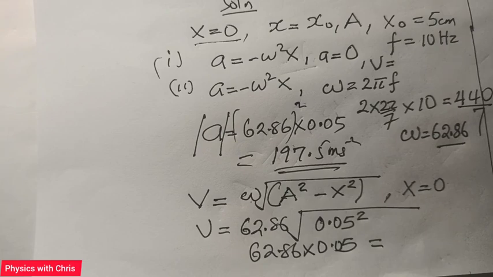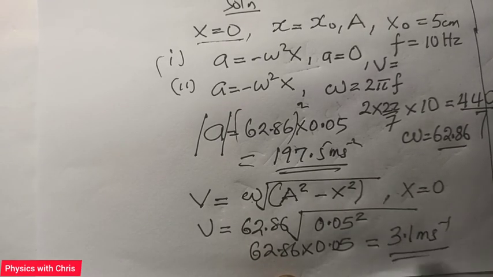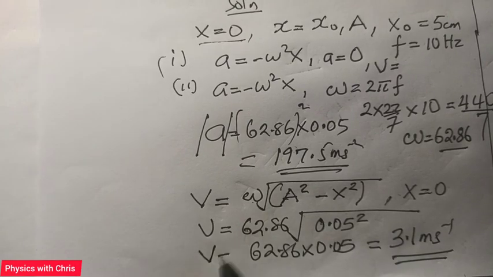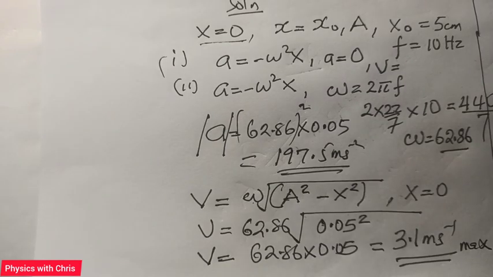62.86 times 0.05. That will give me approximately 3.1 meters per second. So that gives the velocity of the body, and it is maximum. Recall I said that when this body oscillates between the two extreme points A and B on either side of the center of oscillation, the velocity is peak, it is maximum at the center of oscillation.